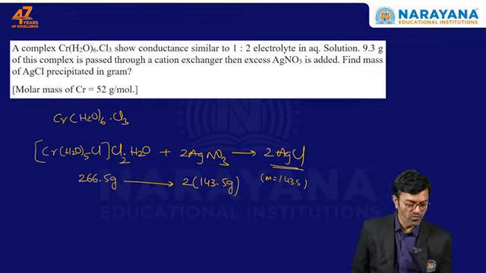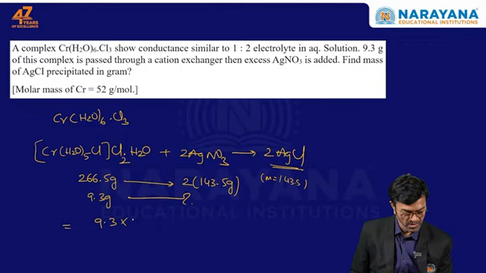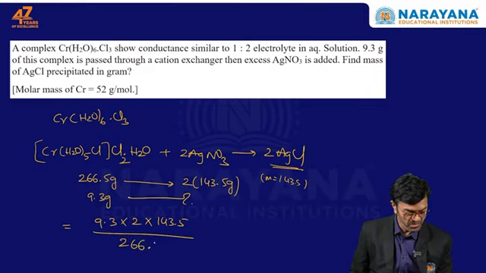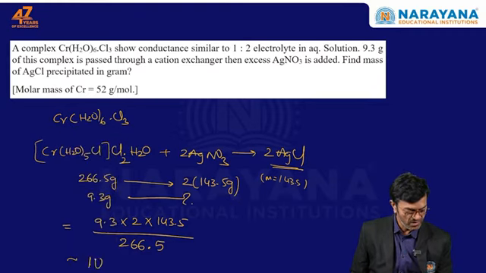So, 1 mole of chromium complex precipitates 2 moles of AgCl, but in the given question he gave 9.3 grams only. So how much would that be? 9.3 into 2 into 143.5 by 266.5 grams. If you do it, you will get the answer. So, that is approximately 10 grams you will be getting.